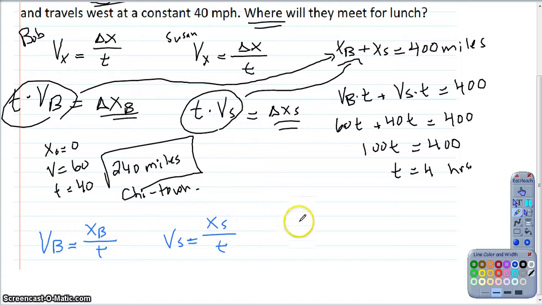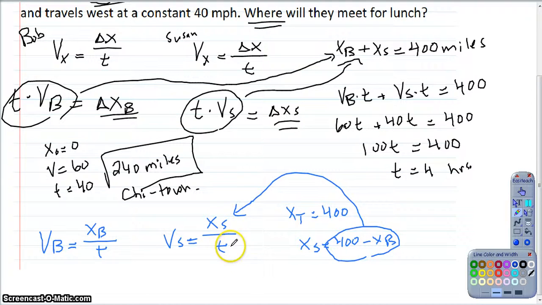The other important thing is, if I know that the total distance is 400 miles, then if Bob travels this distance of xb, what would Susan's be in terms of that? Well, if the total distance is 400 miles, then wouldn't Susan's be 400 miles minus whatever Bob has gone? So this would be one where I could substitute this in over here. Now I have two equations in the same two variables, xb and t. So if I use a system of equations, I can solve it the rest of the way. I won't make you do that. If you want to try it, it does get a little bit more complicated, but it's still probably worth a try.